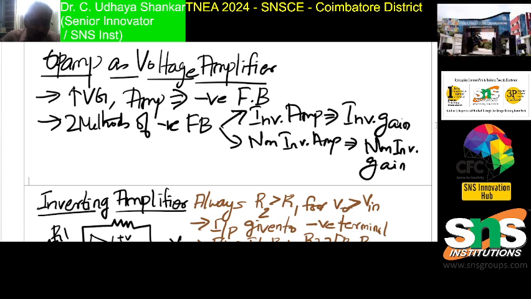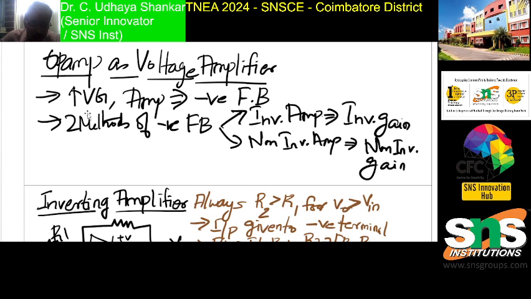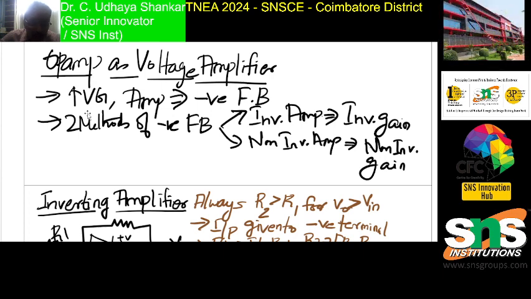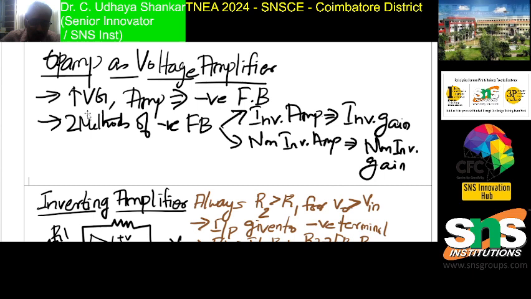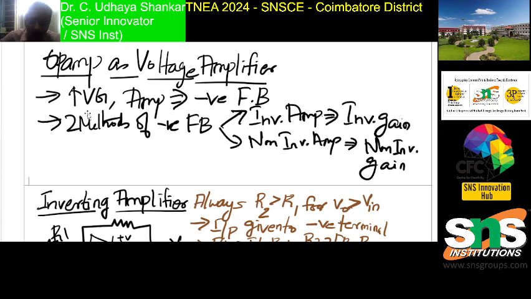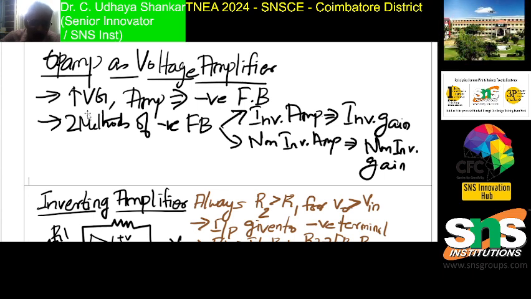Yes, you know that OPAMP has high voltage gain. That is the main advantage of it. And it will have negative feedback. For all the amplification applications, we will be providing negative feedback, whereas for oscillator applications, we will be providing positive feedback. Those are all the basics which are known to everyone.